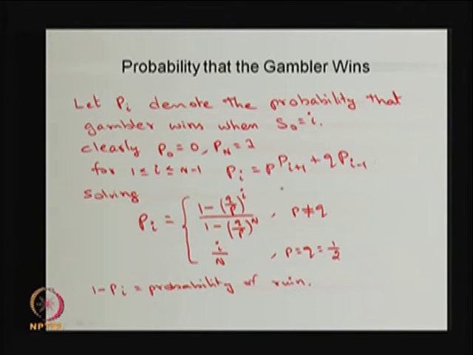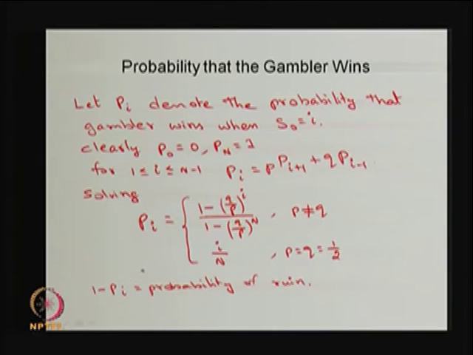You can do the simple calculation: write P i in terms of P i plus 1 and P i minus 1, then find the differences, and you get a recursive relation in terms of P1, and everything follows. You can use P capital N equal to 1, and using that you will get all the P i's. You can use these two values, P naught equal to 0 and P capital N equal to 1, find the differences and make a recursive relation, and you will get the P i's.